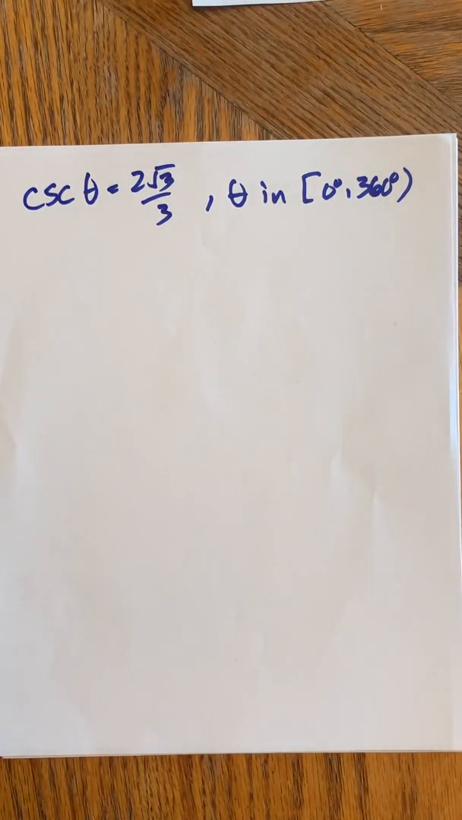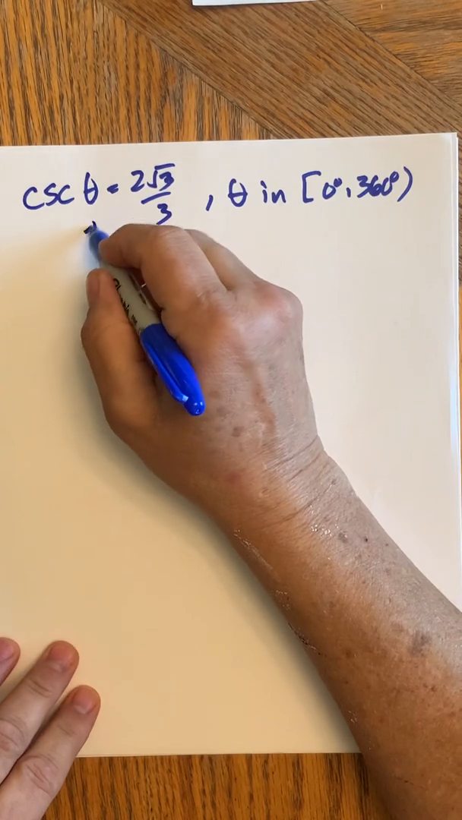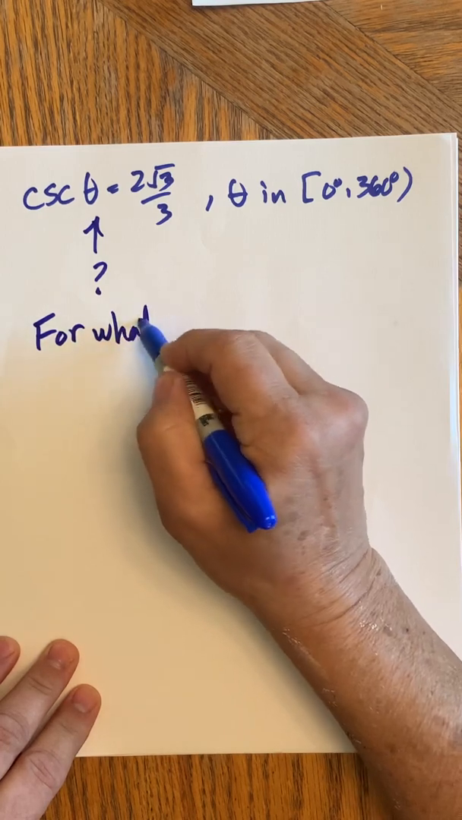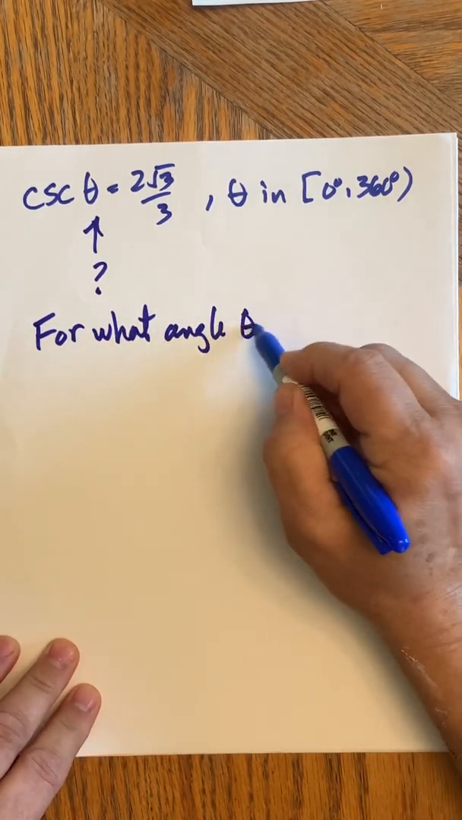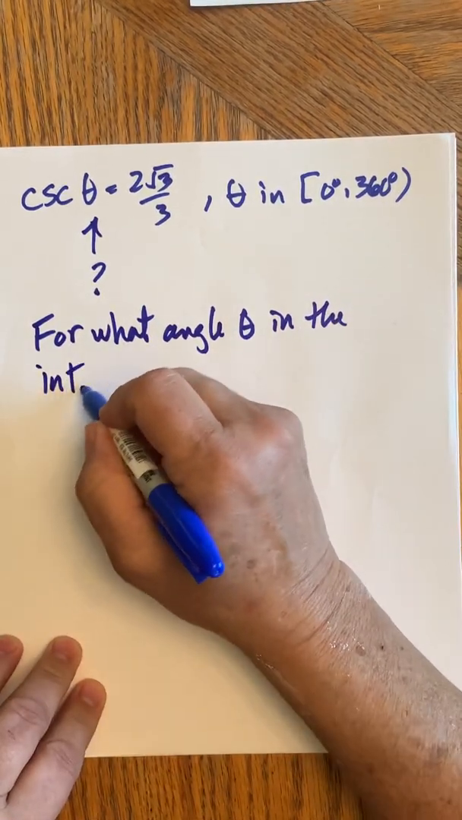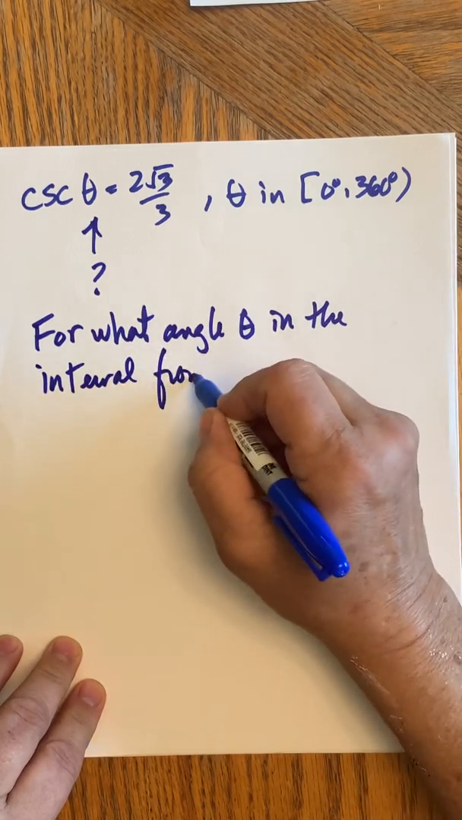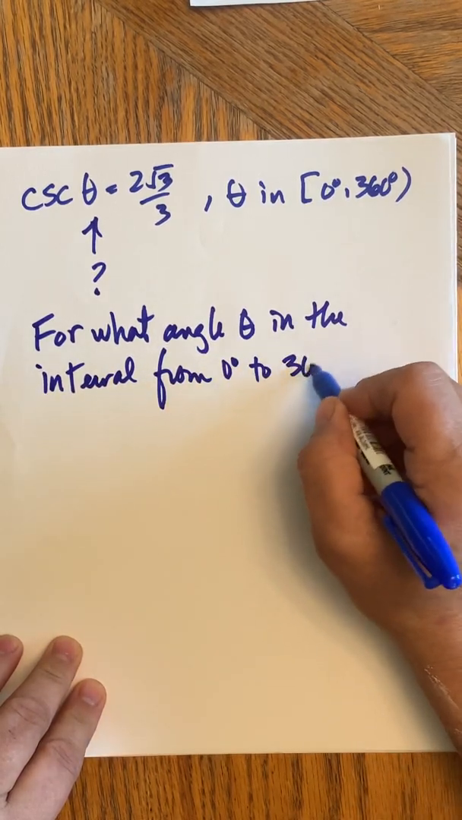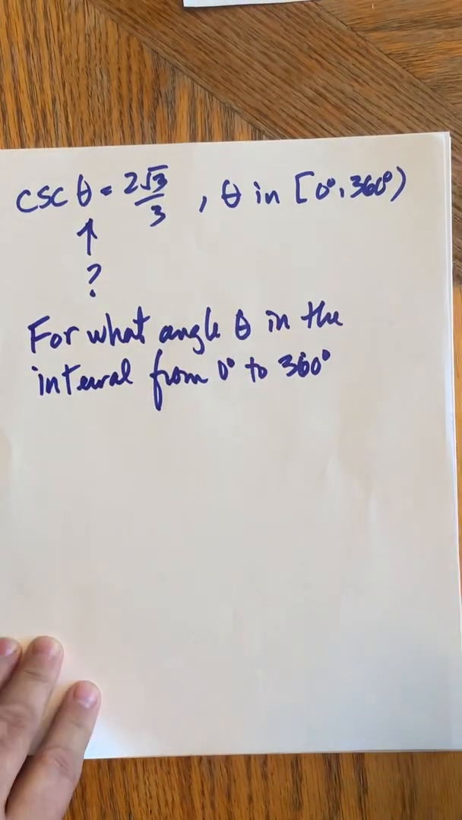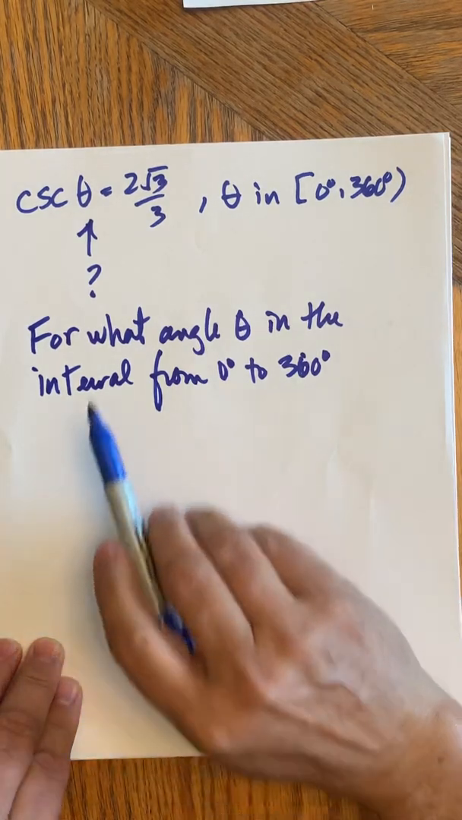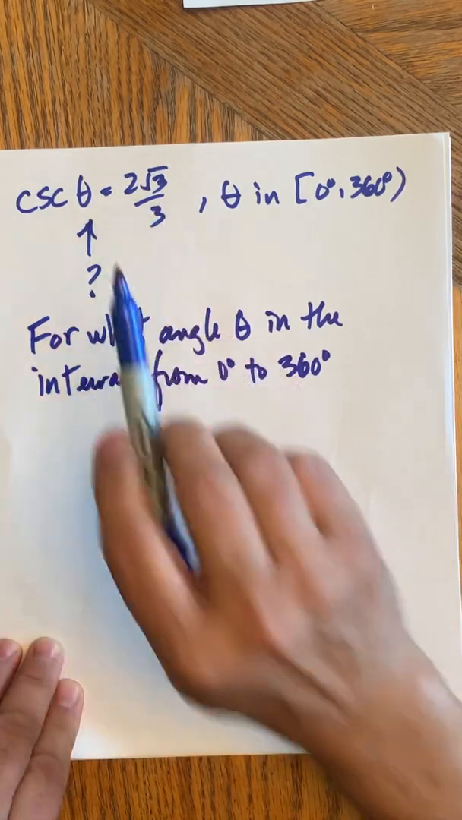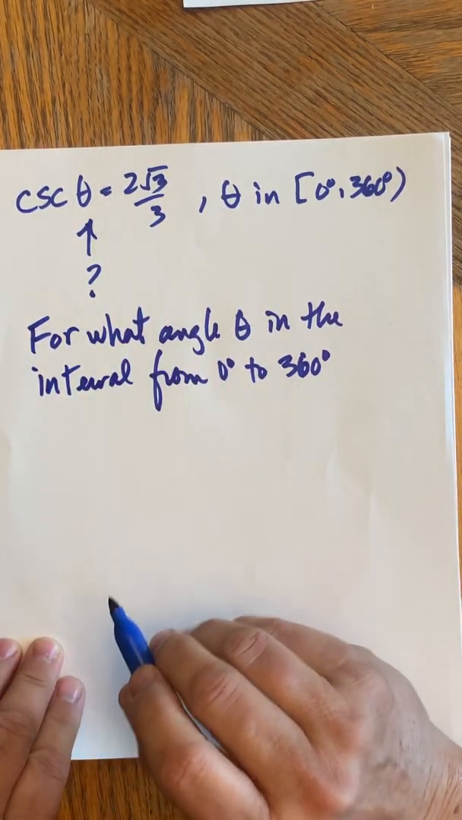So again, let me translate this a little bit more verbally. Remember, your unknown is the angle. You're really asking for what angle, in this case named theta, in the interval from 0 degrees to 360 degrees, where 0 degrees is included and 360 is not, because it's a parentheses. So basically, once around the circle is all you're doing, looking for the solution for which the cosecant of this angle is this ratio.